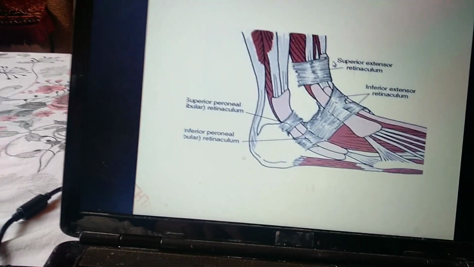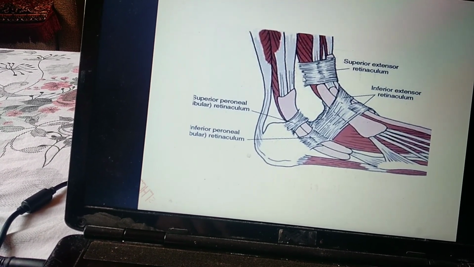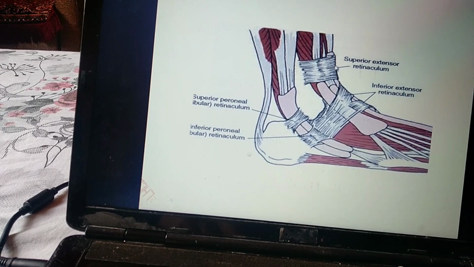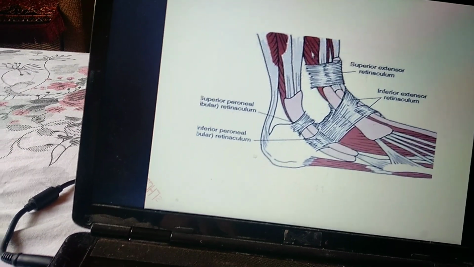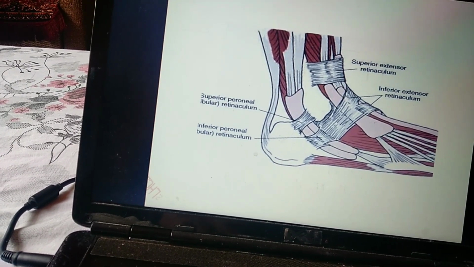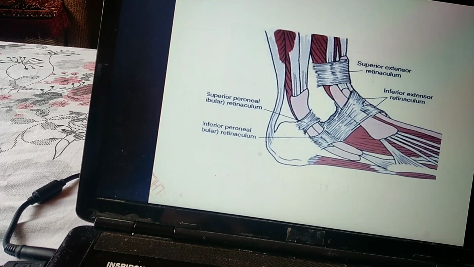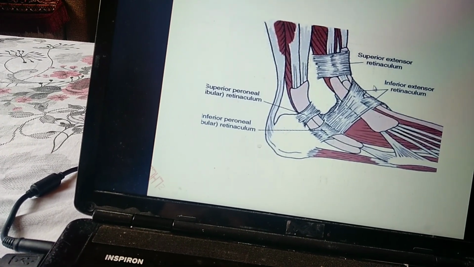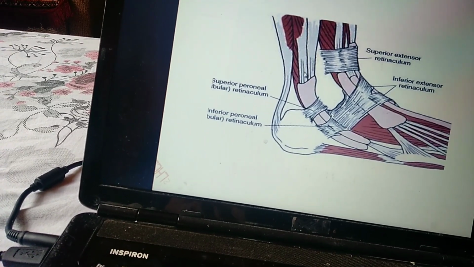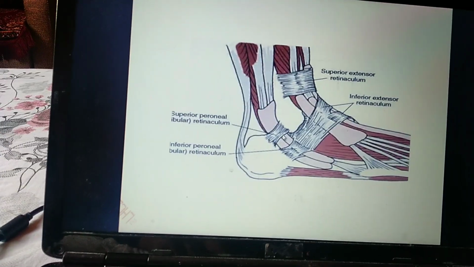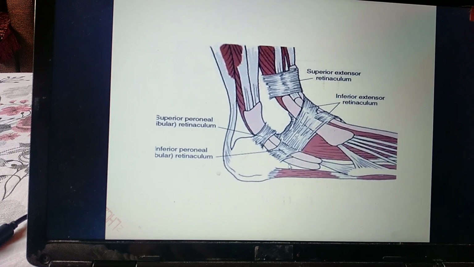In addition to the ligaments, we have reinforcement by the retinaculums. Retinaculums are tough fibrous bands positioned horizontally, which prevent bowstringing of the long tendons, and hold the tendons, the blood vessels and the nerves in position. So the inferior extensor retinaculum and the peroneal retinaculum all provide superadded support to the ligaments and stability to the ankle joint.